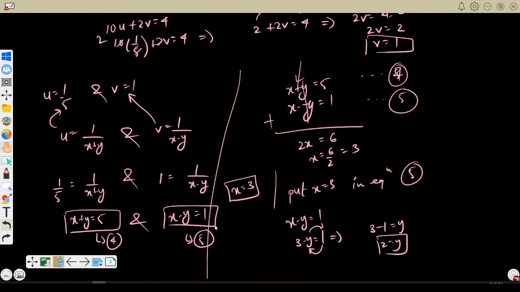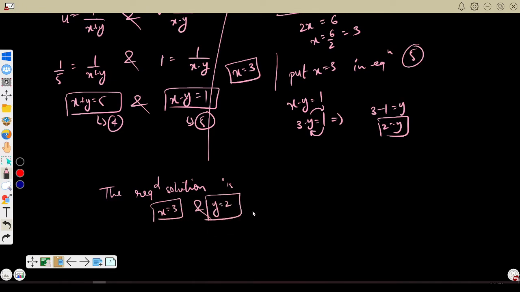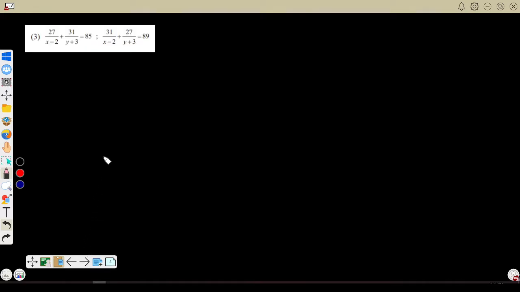After this, you just need to write a final step. The required solution is x is equal to 3 and y is equal to 2. I hope these solutions are clear to you. Moving on to the next sum. If you observe this, again you have two equations which are not linear equations.